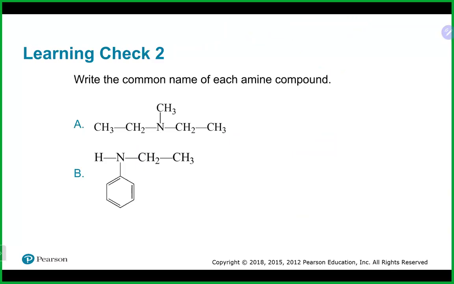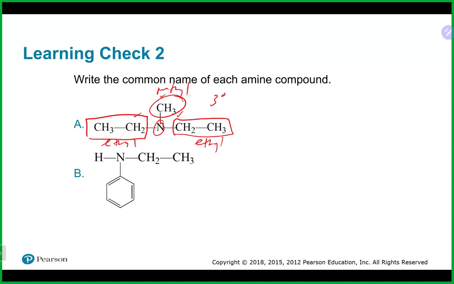Here, let's take a look at the first one. Once again, in terms of classification, we've got nitrogen connected to 1, 2, and 3 groups, so that's going to be a tertiary amine. Again, we just want to isolate the groups attached to nitrogen. That is an ethyl group, a 2-carbon group, and so is that one. And then we have our 1-carbon methyl group there. So we do have a diethyl methyl amine in this case.